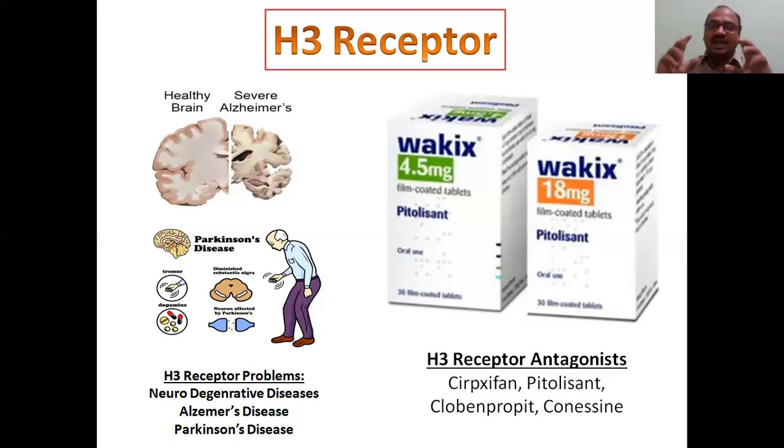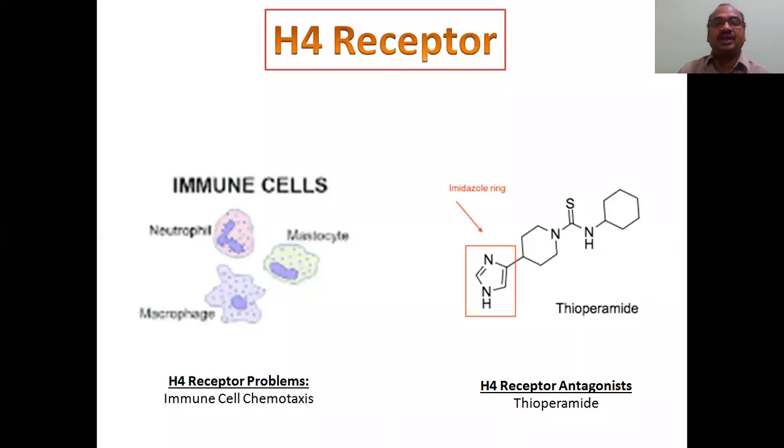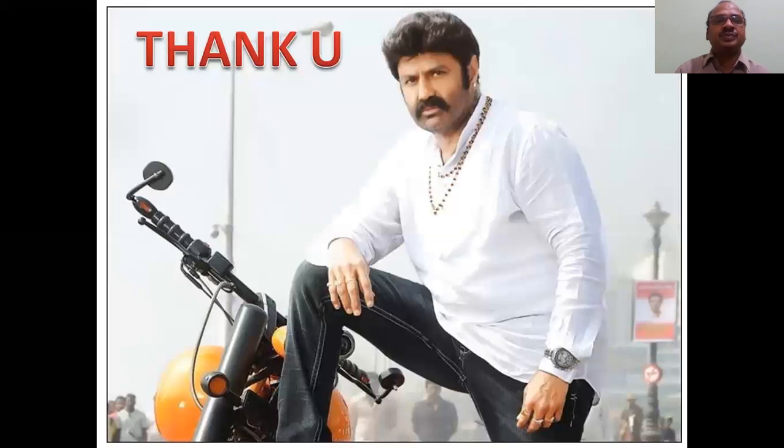In the exam, they will ask you to match the following: H1, H2, H3, H4, and they will give drugs like ranitidine, pitolisant, CPM. And H4 receptor is an immunomodulator. The drug which works against this H4 receptor is very important: thioperamide. Keep it in your mind. It is used to correct the immune system, working against the H4 receptor. Okay, we will end the session here. Thank you all.